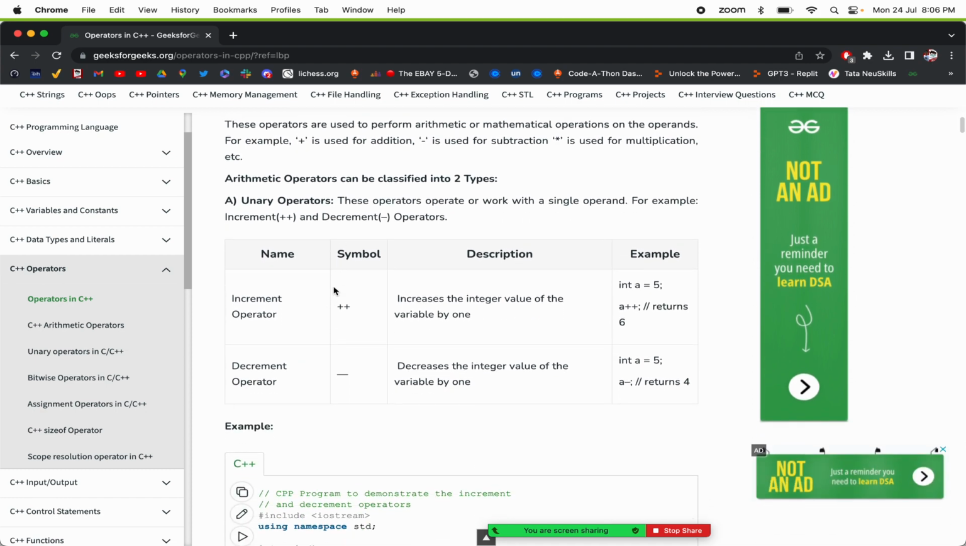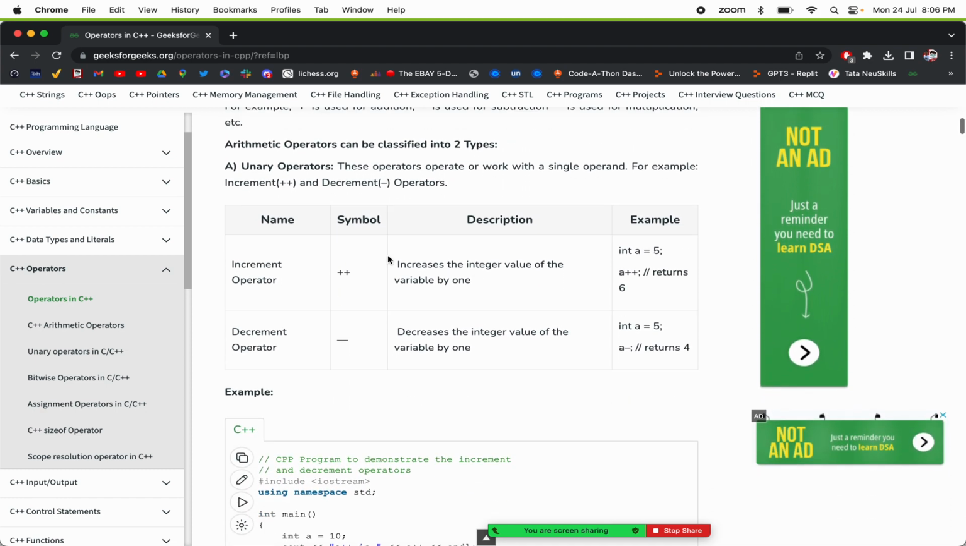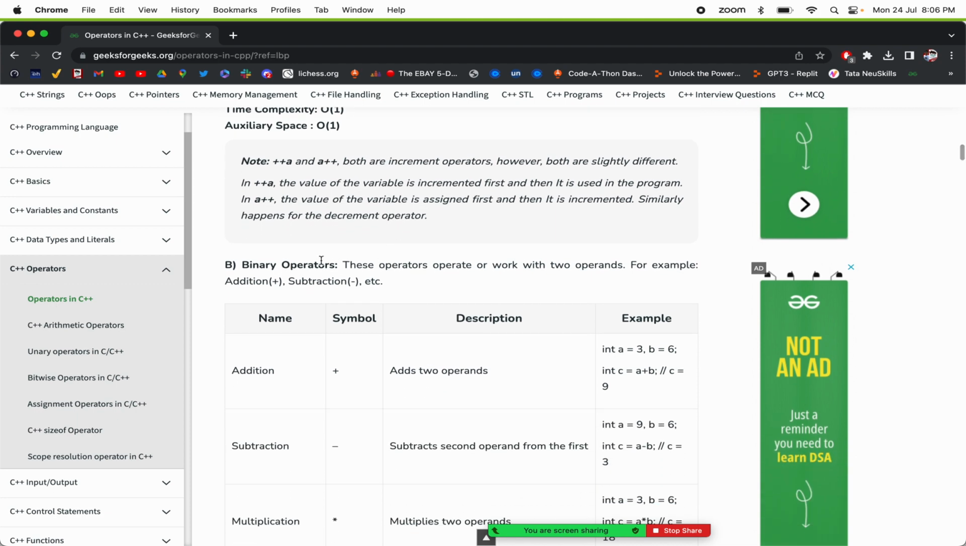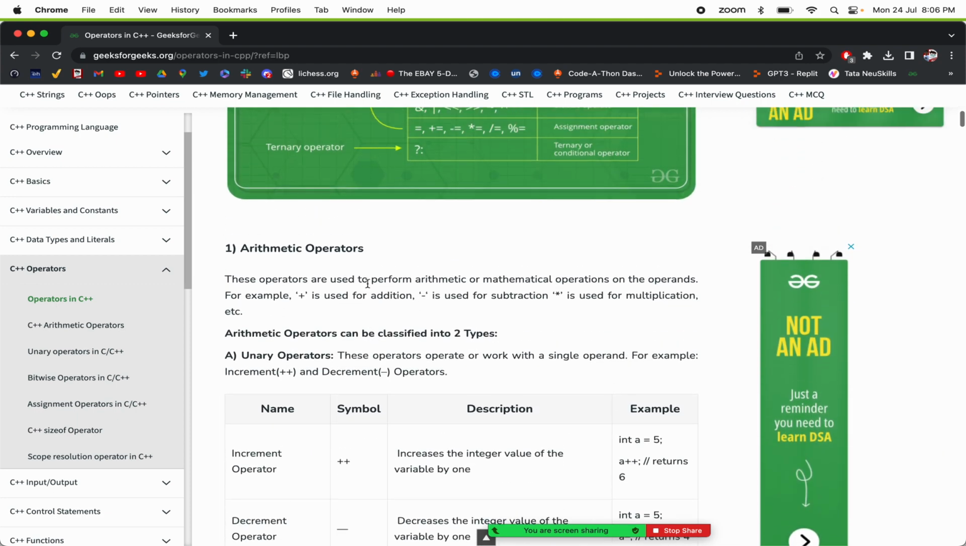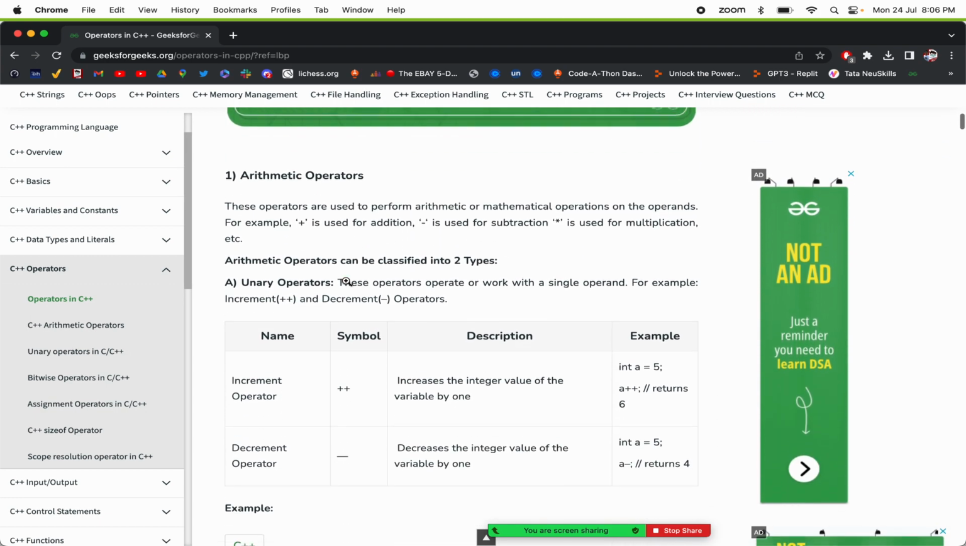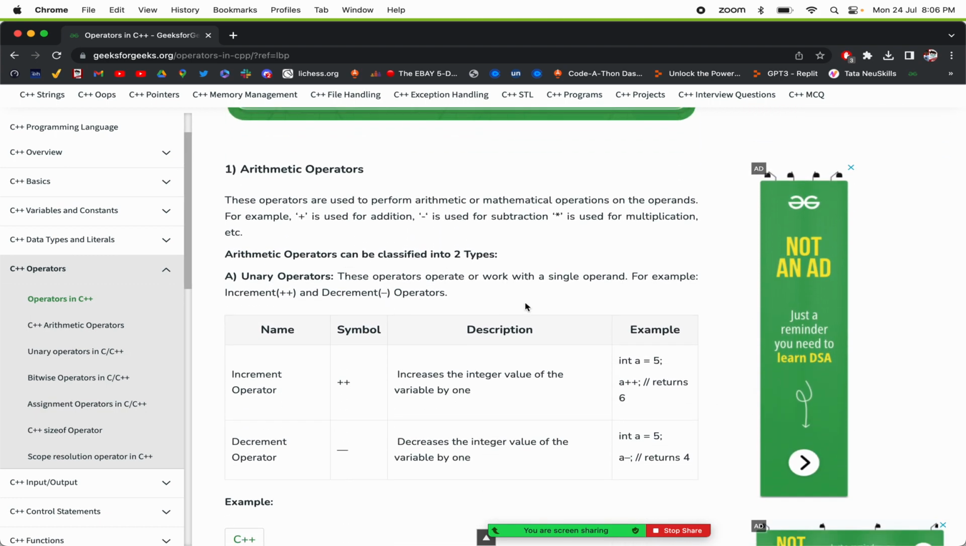And further, of arithmetic operators, we have two types. We have the unary operator, that is a type of arithmetic operator, and then we have binary operators, that are also a type of arithmetic operator, right? So first we have unary operators. These operators operate or work with a single operand.